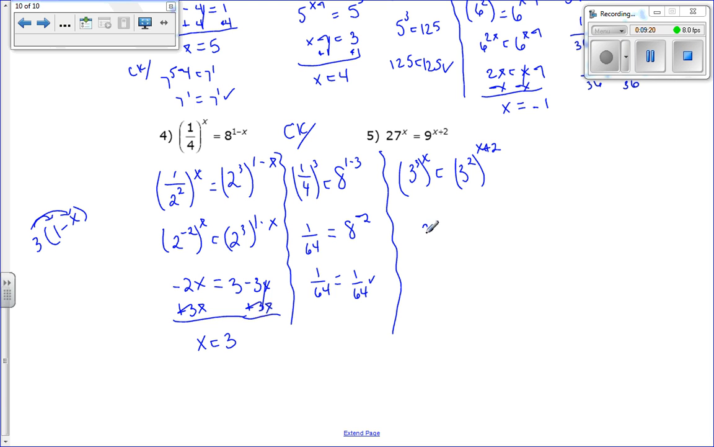So I have 3x equals 2x plus 4. Subtract 2x from both sides, we have x equals 4. So for my check, I have 27 to the 4th power equals 9 to the 4 plus 2 power.